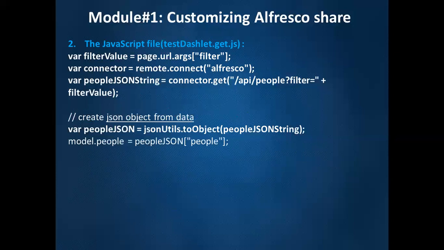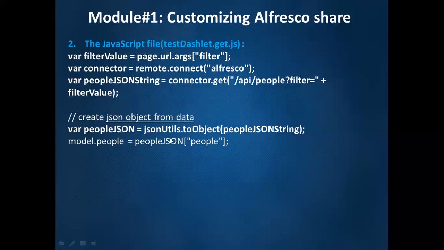In the third line, var peopleJSONString equal connector.get /api/people?filter= filterValue. It's the same as the last line in the last code. Just here I need to give a filter value. What I gave here, I need to put here, the same variable filterValue, for displaying the filter here.